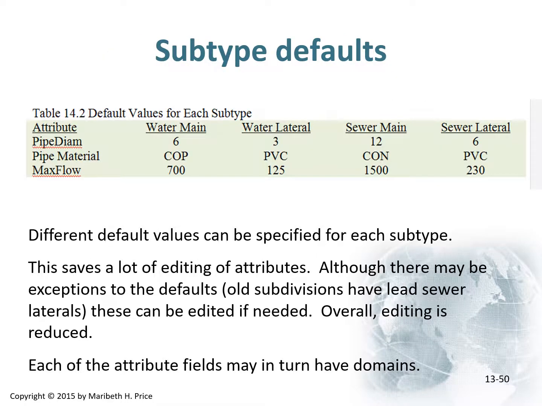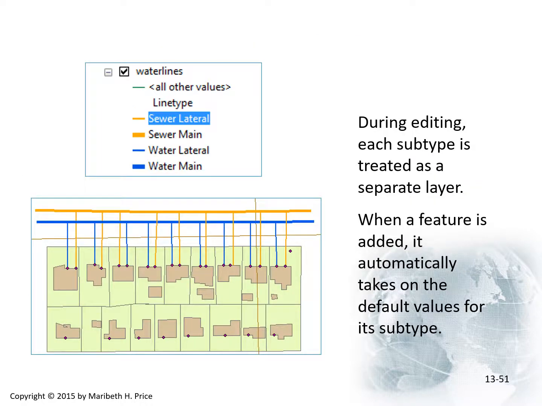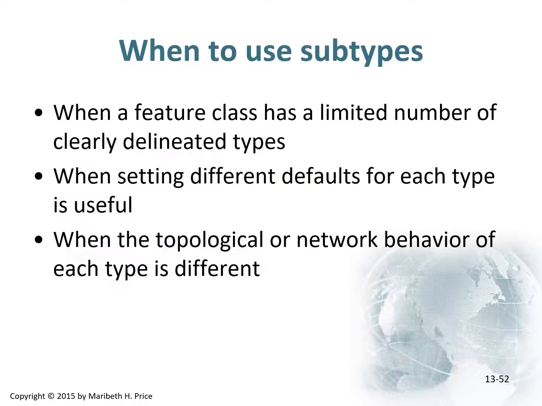Some examples of subtypes. More about editing. When do you use subtypes? When a feature class has a limited number of clearly delineated types, when setting different defaults for each type is useful, and when the topological or network behavior of each type is different.